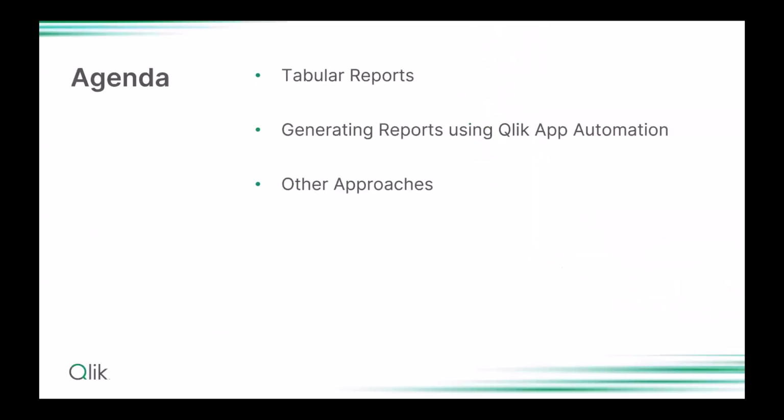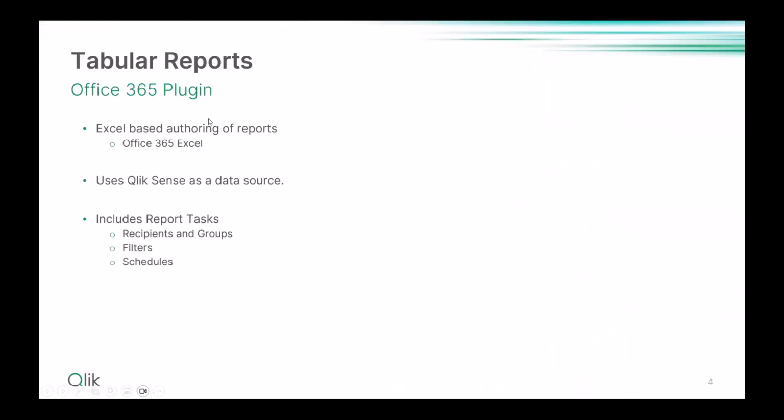Tabular reporting is now the premier offering for reporting in the cloud. Previously, we had the option of generating reports, specifically PDF files and PowerPoint files, through Qlik App Automation, which is a general app automation utility present in Qlik Cloud. But now we have a dedicated report offering. The reason it's dedicated is because it has a full plugin that's distinct from the Qlik Sense sheet experience, based in Excel, that allows you to develop reports.